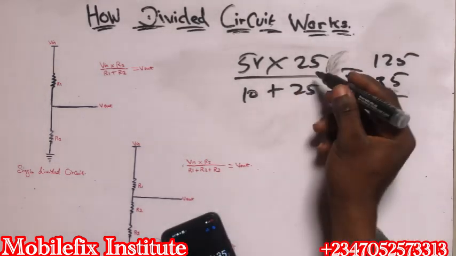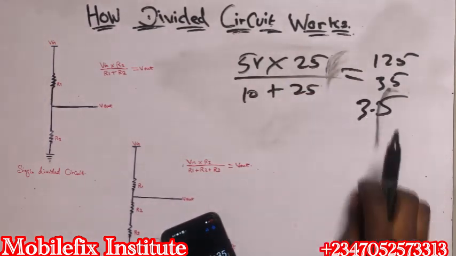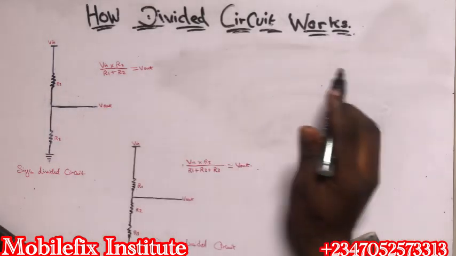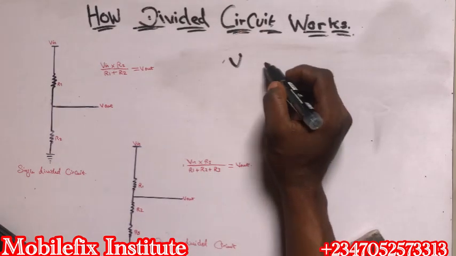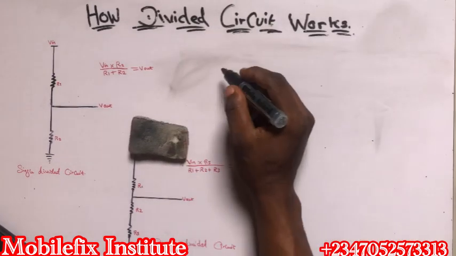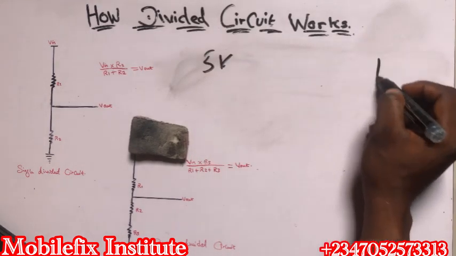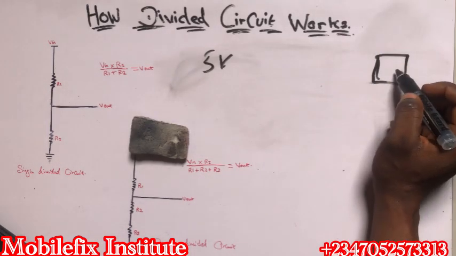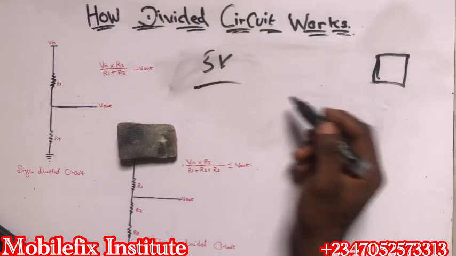So by having these values, we divide this 5 volts to 3.5. The purpose of this divider circuit is that we want to step down the input voltage. For example, if we want our CPU to sense less than 5 volts, and we have 5 volts on this line, how can we divide it?